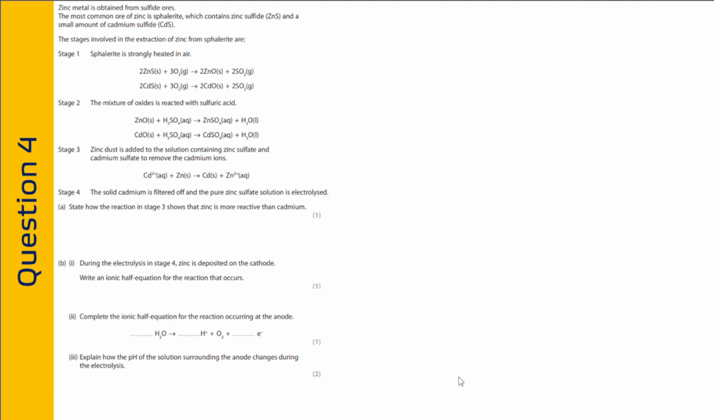Alright, so zinc metal is obtained from sulfide ores. Okay, so pause the video and try to read through this paragraph. Now state how the reaction in stage 3 shows that zinc is more reactive than cadmium. So we can see here that zinc has displaced cadmium. Okay, so zinc is more reactive than cadmium because zinc has actually displaced cadmium ions, Cd2+ ions here, to form Zn2+.